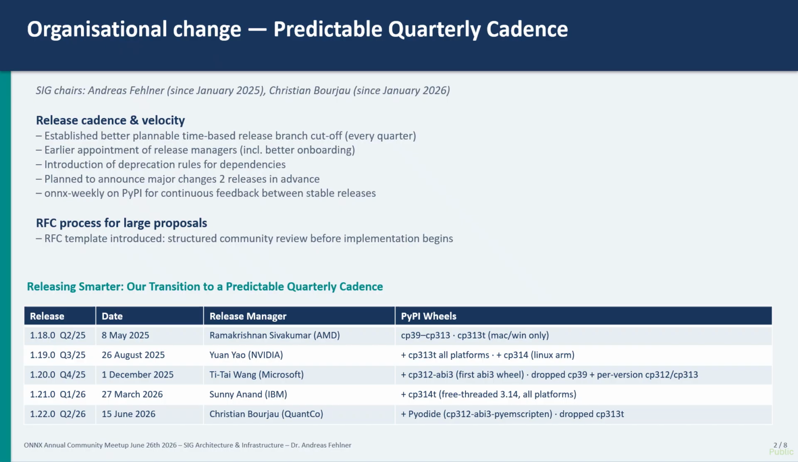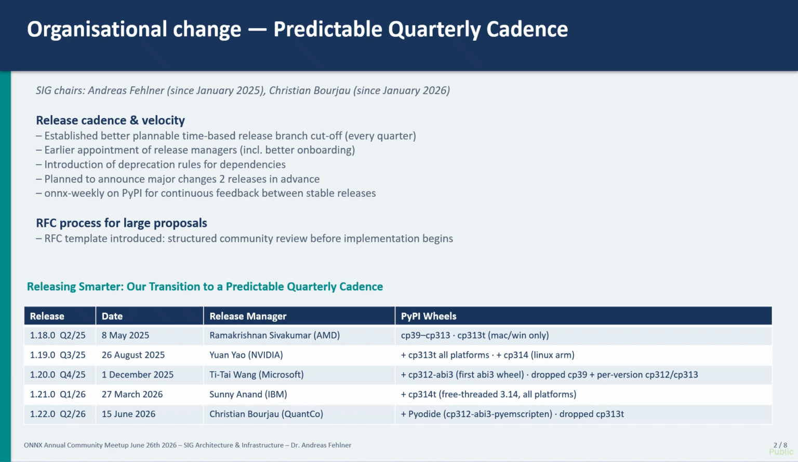Let me start with how we organized ourselves. Christian Bouchot and I are the SIG co-chairs. One of the key things we focused on was making our release process more predictable. We moved to a time-based quarterly cadence. That means every 3 months we cut a release branch on a fixed schedule. Release managers are now appointed earlier with proper onboarding documentation.